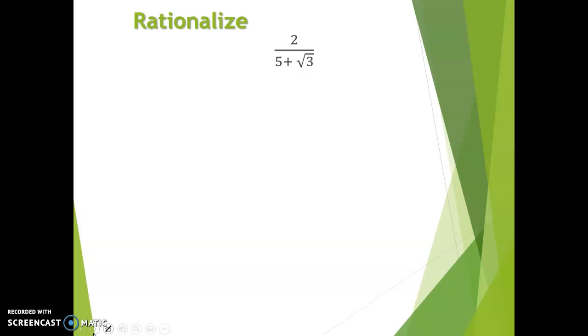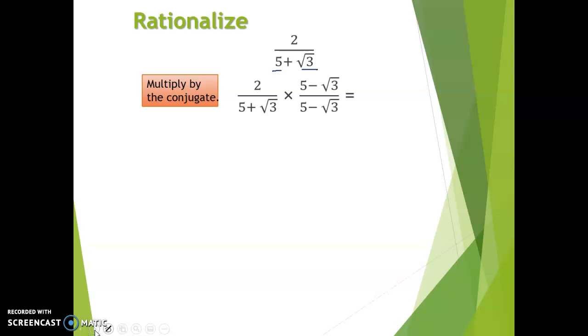All right, so let's continue and try one. 2 over 5 plus the square root of 3. We see that we have a binomial, 2 terms, so we can't just rationalize the denominator by multiplying by root 3. We do need to multiply by the conjugate. The conjugate of 5 plus square root of 3 is 5 minus square root of 3. Whatever we do to the bottom, we need to do to the top, so that this equals 1, so we're just multiplying it by 1.